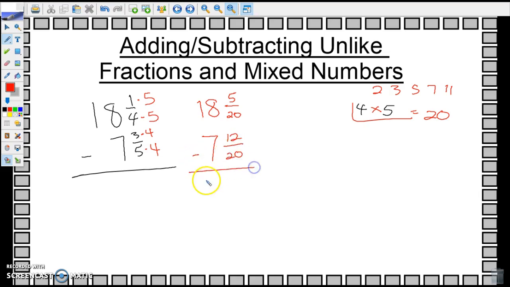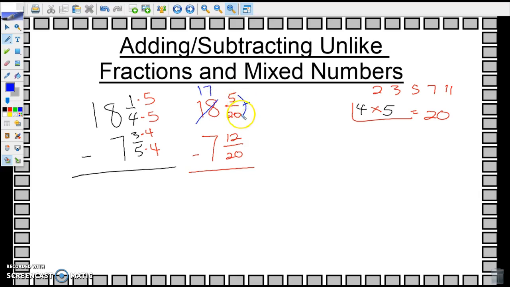Okay, so now I'm going to subtract. Well, now I'm going to look and see. Here it says that now I'm going to subtract numerators. Well, 5 cannot take away 12, so I'm going to have to regroup this one. And I'm going to do that by borrowing. So I borrow a whole, so that becomes 17, and then I add up.